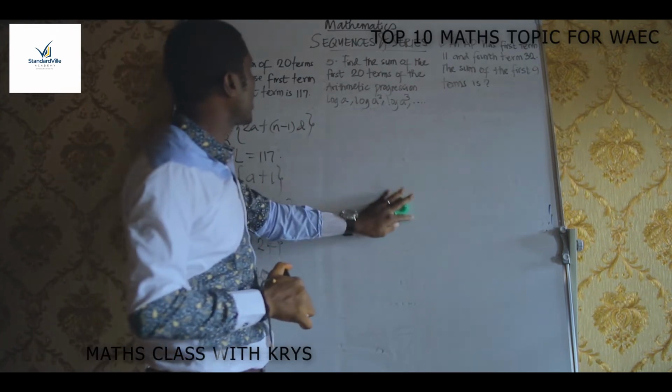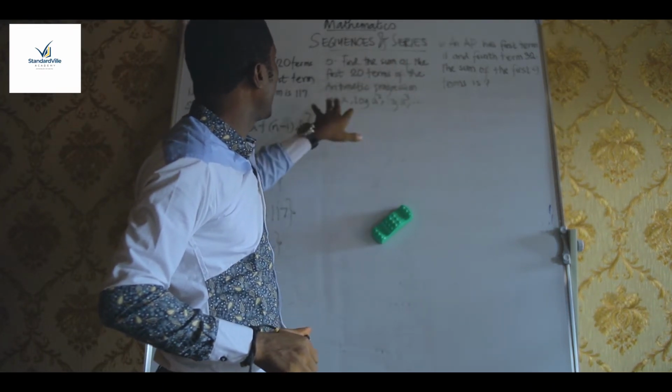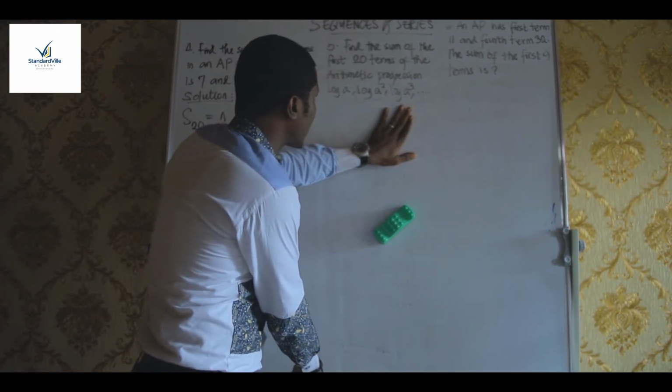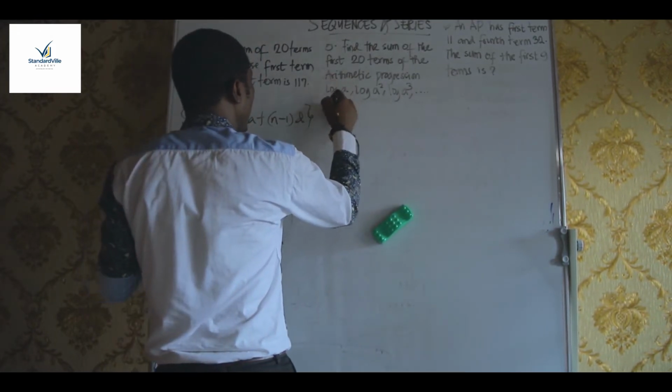Next question says, find the sum of the first 20 terms of the AP, log A squared, log A cubed. Many students will not like this kind of question because it's just off everything we have learned, but it's simple.